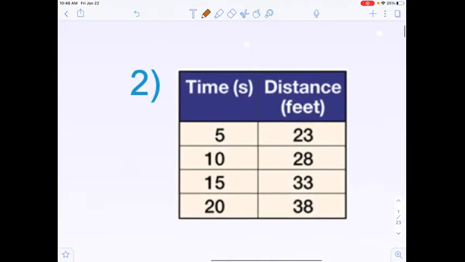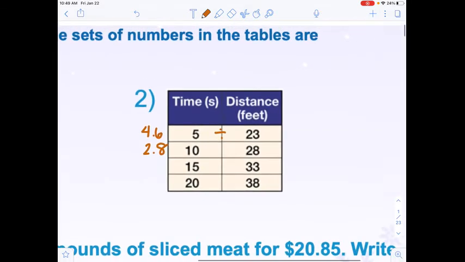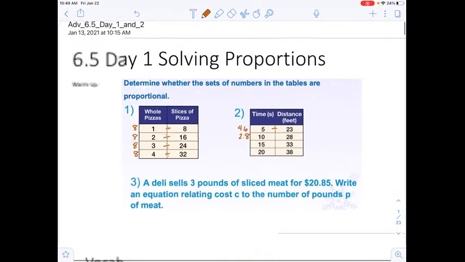Number 2 says we're comparing whether the time and the distance is proportional. So again, I'm going to do right side divided by left. You could also do left divided by right. Doesn't matter. So I'm going to take 23 divided by 5, and we can use the calculator. 4.6. 28 divided by 10. 2.8. So we already have that it's not proportional, so we don't have to keep going. Your sentence could be, this relationship is not proportional because the rate of time and distance is not constant.